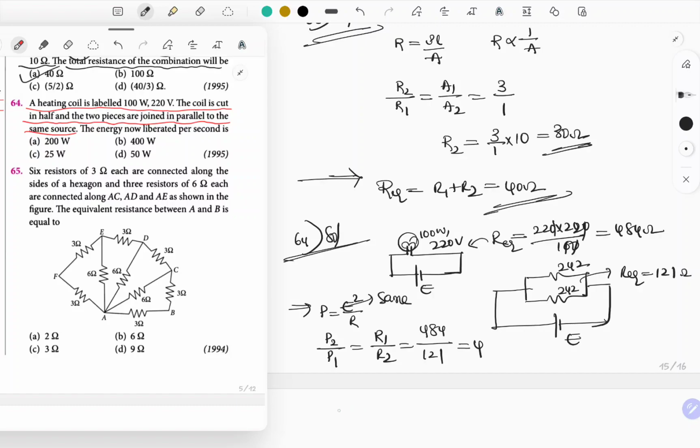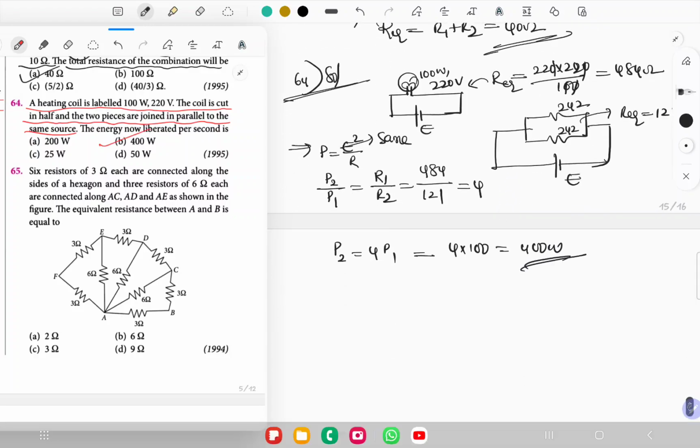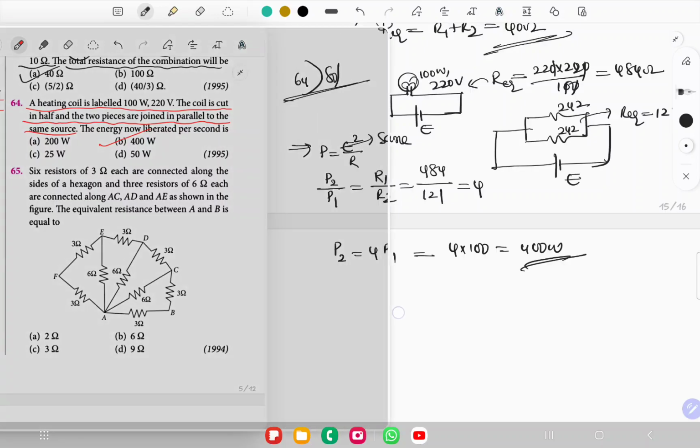Then they're asking P2, right? So P2 is equal to 4 times P1, where P1 is 100 watt. So it's going to be 4 into 100. Answer is 400 watt. This is the answer. Option B is the correct answer. Next question we'll answer here itself.